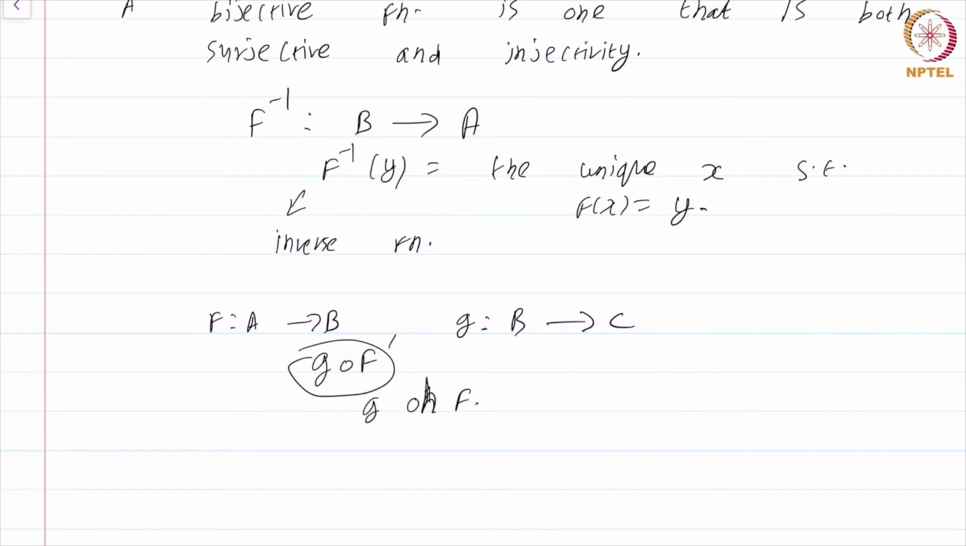I'm just writing O as OH. I don't know how to spell O. So we read it as g o f, or g circle f, or g composed with f. This is just the function that takes x to g of f of x. You first apply f and then you apply g.